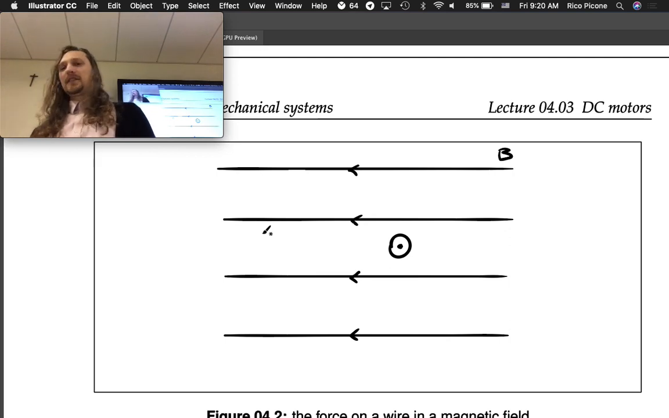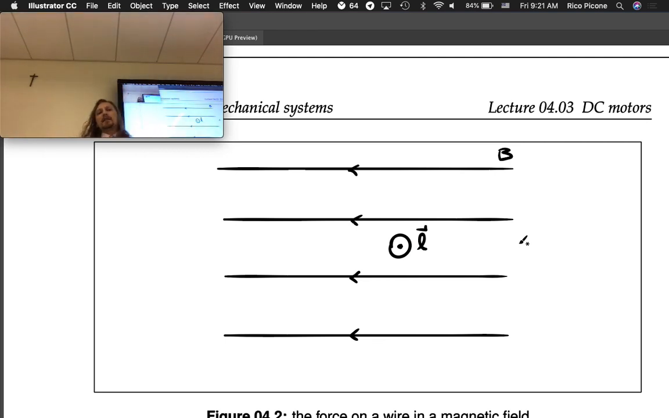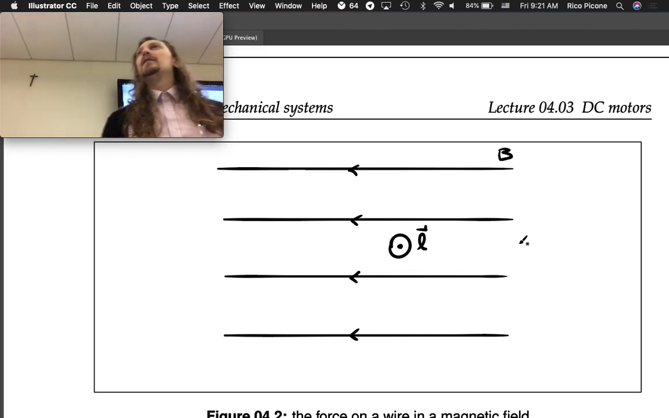So if you've got this wire and it's got current flowing, the direction that it's going to be flowing is going to be out of the board at us. We want to know what direction the force is going to be on this wire, okay? So L, I guess, is coming out of the board, so we could draw L like that. So how do we determine the orientation from a cross product again?